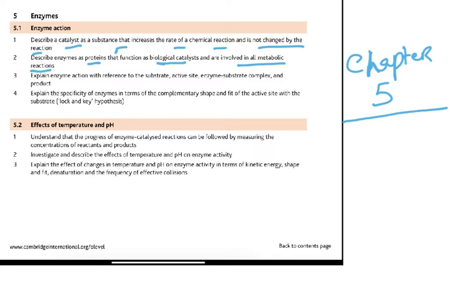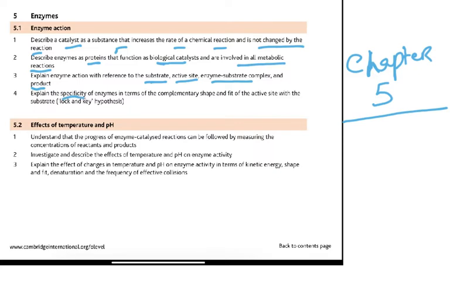Explain enzyme action with reference to the words substrate, active site, enzyme substrate complex, and product. So four words that we must know. So what is a substrate? What is the active site? What is an enzyme substrate complex? And what are products? Product or products.